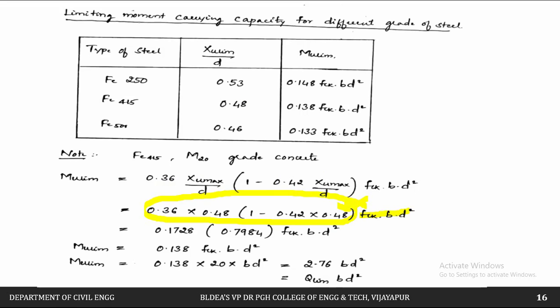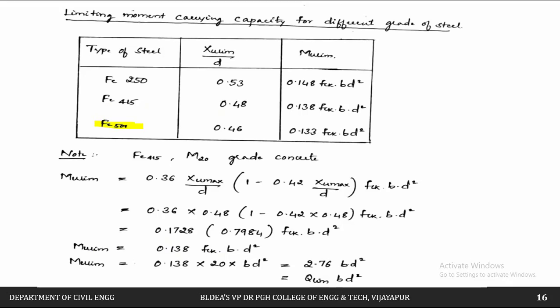So further if you simplify this term, we are going to get it as 0.138 fck b d square. So this we are going to get. This is nothing but the limiting moment of resistance for Fe415 grade of steel. So this you have to remember.